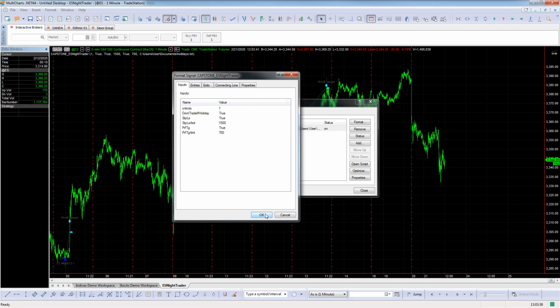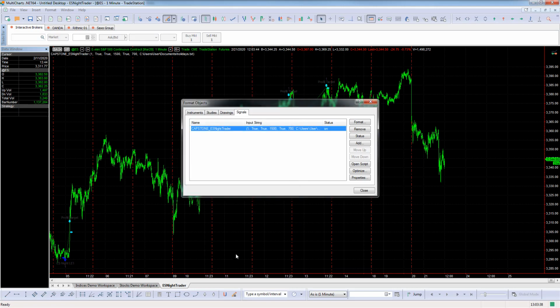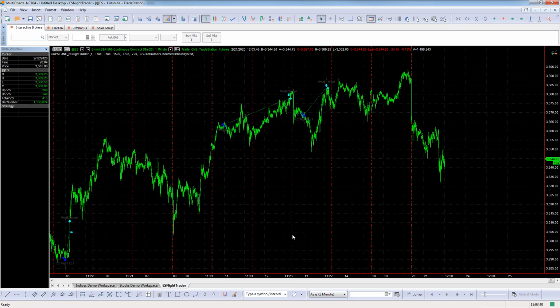Happy to be able to release this strategy in MultiCharts.net, and looking at adding additional strategies in MultiCharts.net in the future.